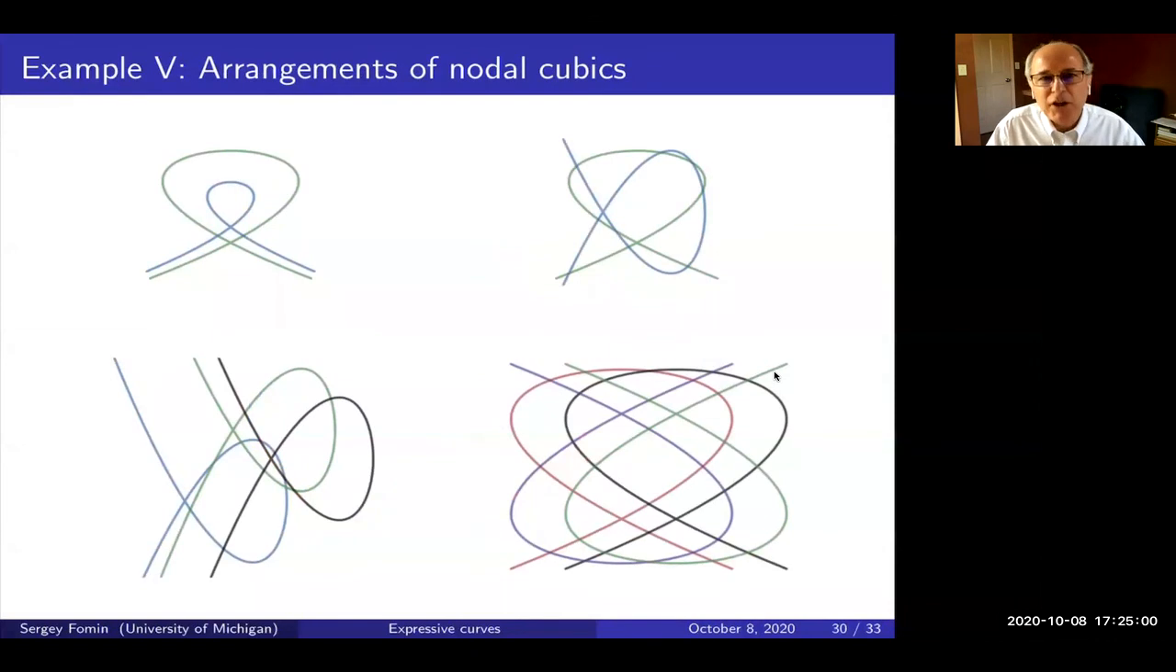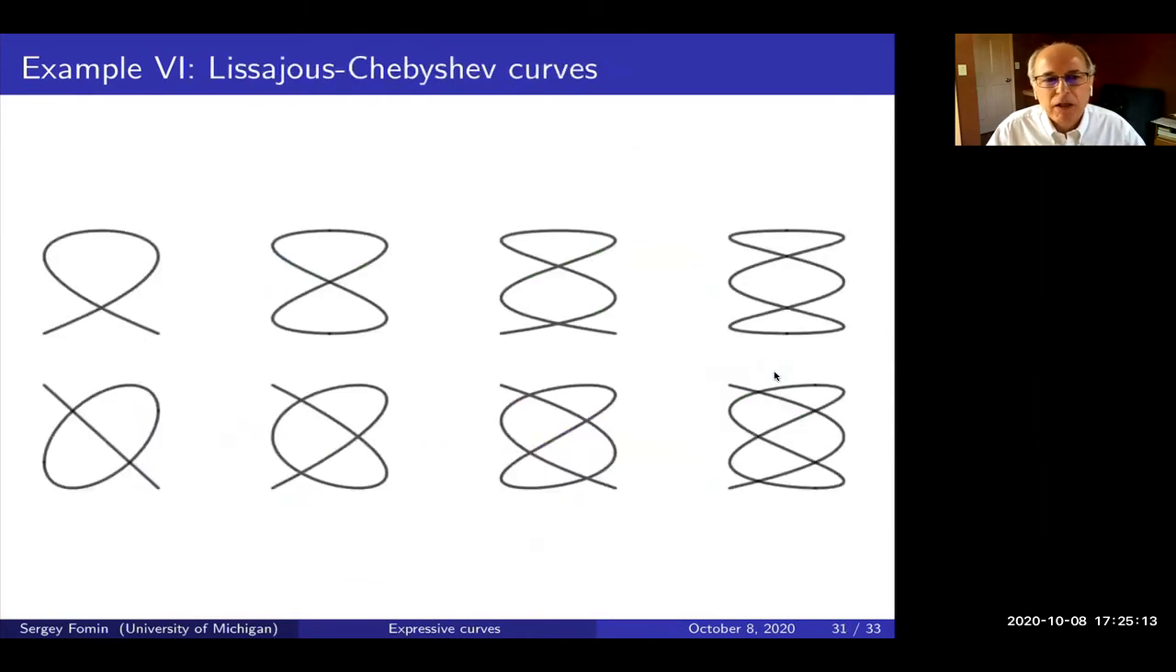Well, a nodal cubic is an expressive curve, and again, placing them strategically with respect to each other, you can get more complicated arrangements, which are again expressive. This is a really interesting example. These are so-called Lissajous curves or Lissajous-Chebyshev curves. These curves are parametrized by Chebyshev polynomials.